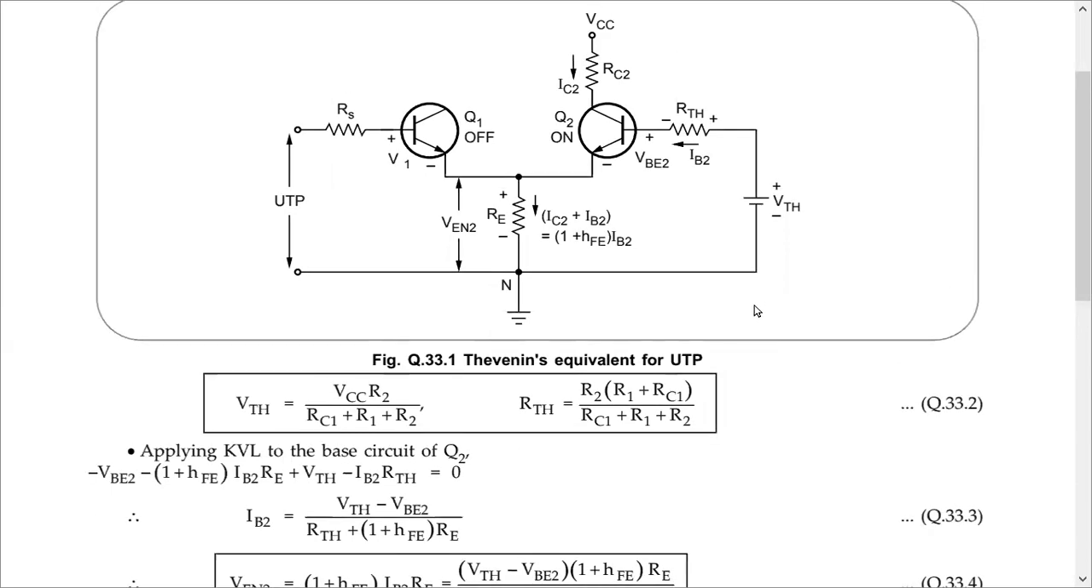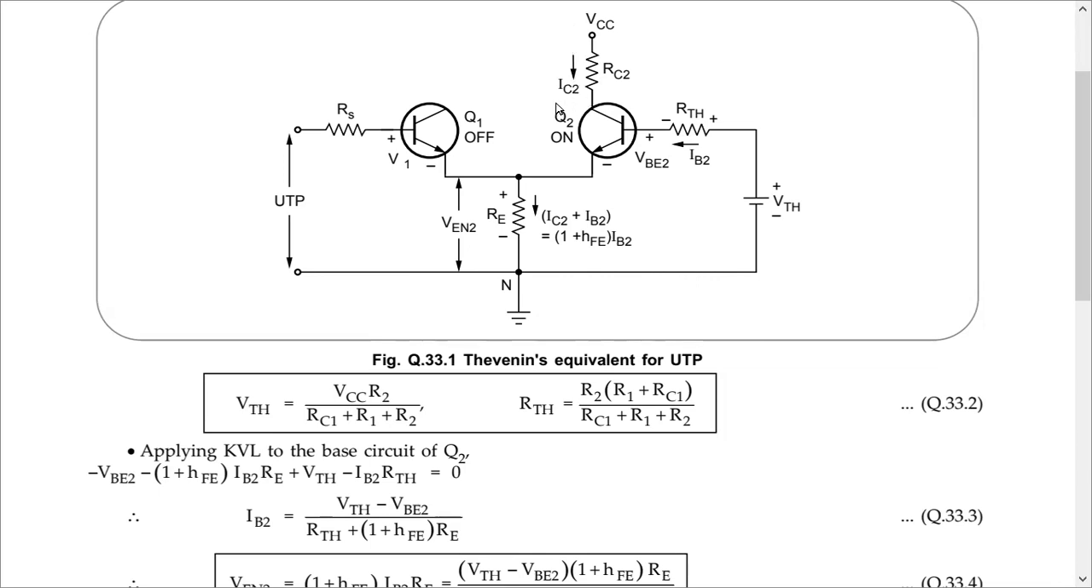If we apply KVL to the base of Q2, let us consider the leaving terminal. KVL means we are starting from here, going in anti-clockwise direction, and then coming back here. So first, leaving terminal, minus VBE2, and then again leaving terminal. Voltage is current into resistance. So first of all here, what will be the current? This current is IB2. The current here is IC2.